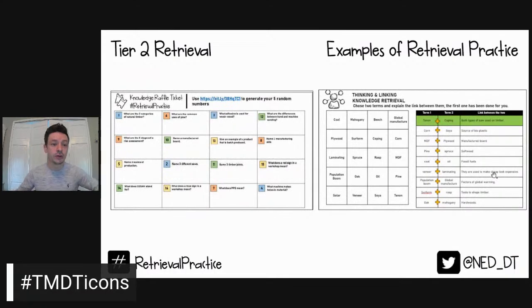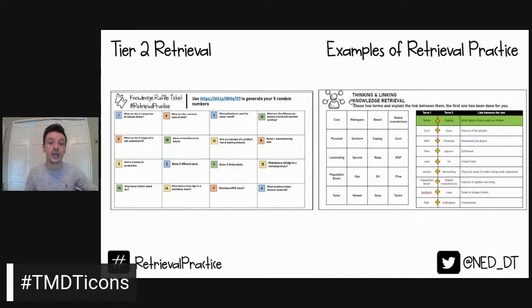And then the retrieval raffle tickets here. So here we've got a series of numbers. You click on the link at the top, it will take you to a random generator. Then it will pick up that today we're going to answer question 7. So they will all stop, they will all answer question 7, and you can do this as many times within your lesson as you want.